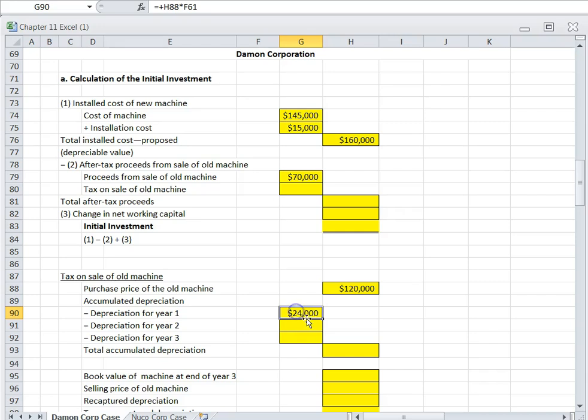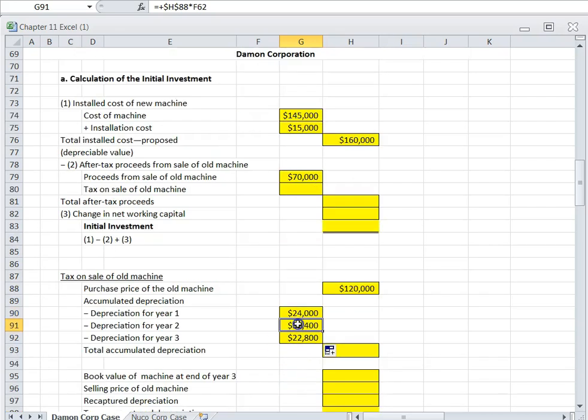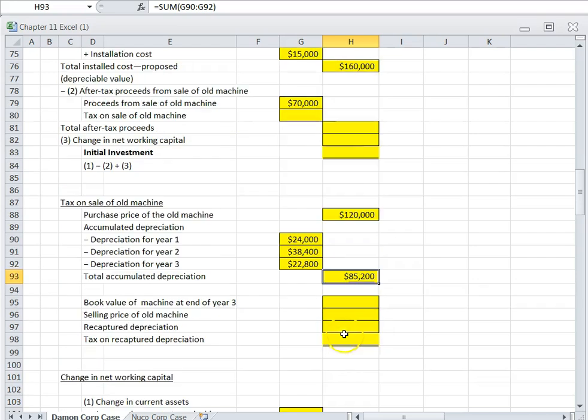And then what I'm going to do is lock down this cell, and then I can just pull this down, and since the depreciation is in order of these cells, it's going to calculate the depreciation for year 2 and year 3. So here I'm going to calculate a sum of these 3 cells. So this is the accumulated depreciation.